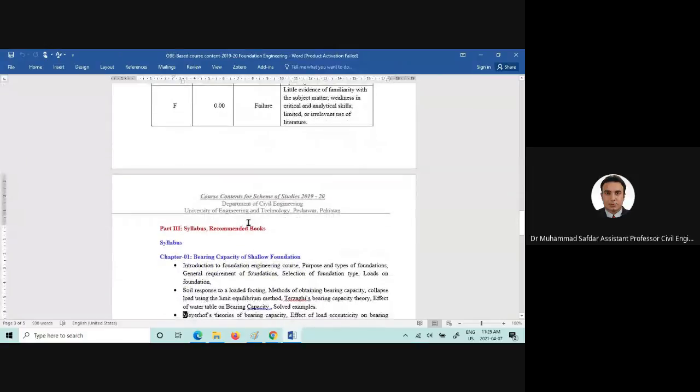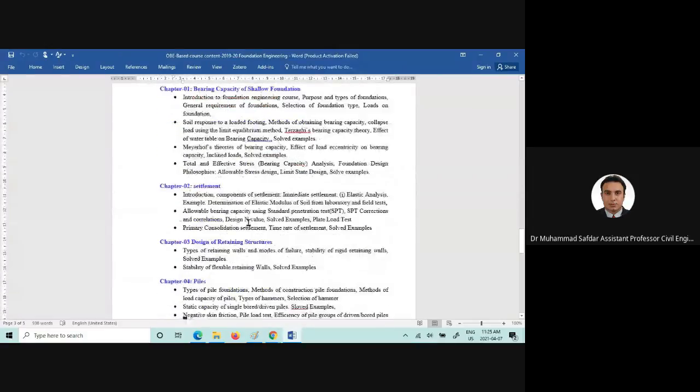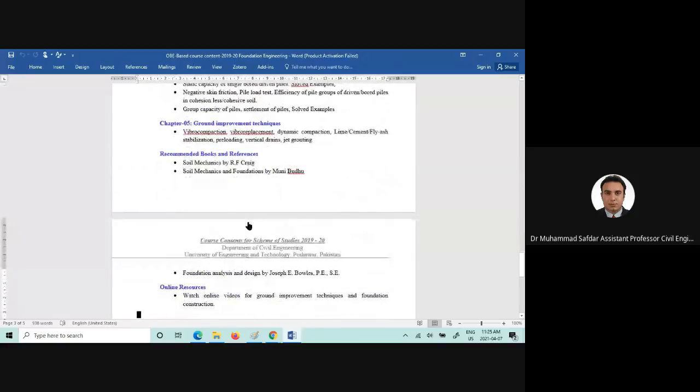Now the syllabus and the recommended books are also given here, and the document is already shared with you, so you can read that document in detail if I'm going a bit quicker on it. Okay, the Soil Mechanics by R.F. Craig is a standard book. Soil Mechanics and Foundations by Budhu, you can also read that book as well. Foundation Analysis and Design by Bowles is also a handy book to read for the foundation engineering course.